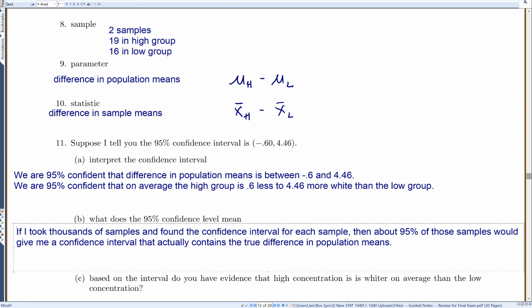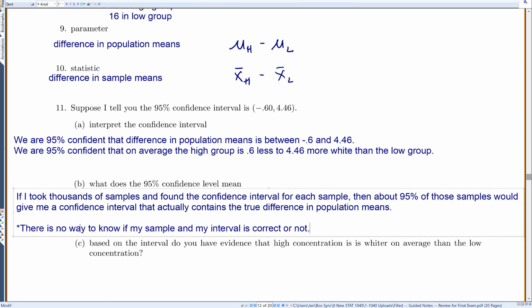The problem is there is no way to know if my sample and my interval is correct or not. So we know that 95% of the samples we could have taken would give us a correct one. So ours is probably correct, but we also know that 5% of the samples do give us an incorrect interval, and maybe ours was one of the incorrect ones. We don't actually know.